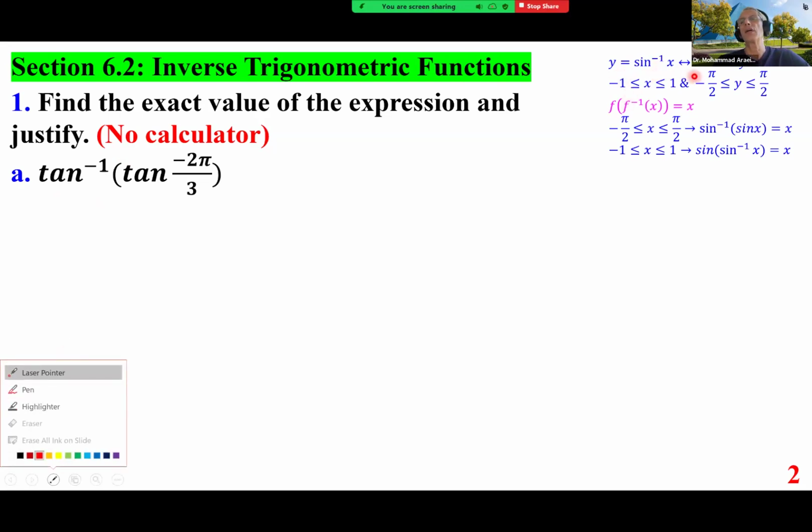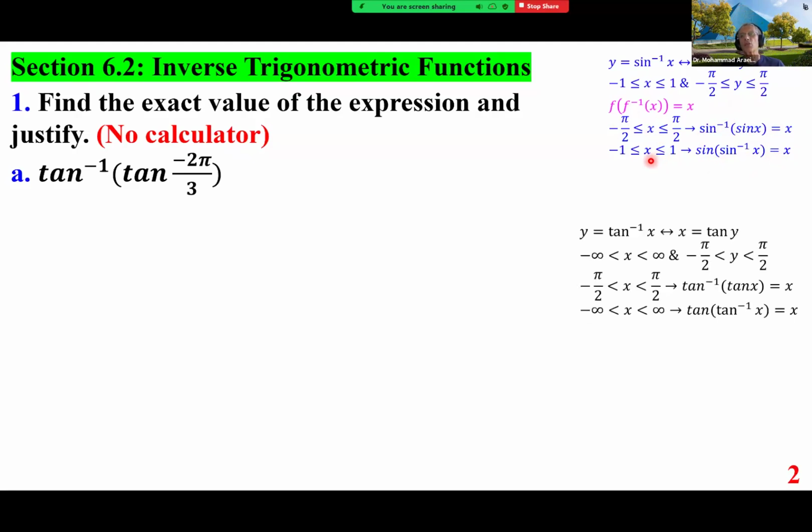So y equals sine inverse of x means x equals sine y, and x is between negative 1 and 1, y is between negative pi over 2 and pi over 2, and f of f inverse is equal to x under the condition that sine inverse of sine x equals x when x is between negative pi over 2 and pi over 2, sine of sine inverse of x equals x when x is between negative 1 and 1. So the limitation we put for sine was between negative pi over 2 and pi over 2.